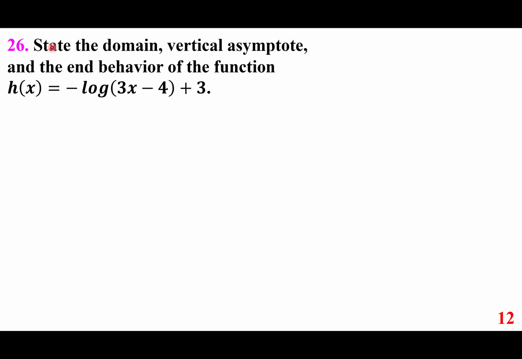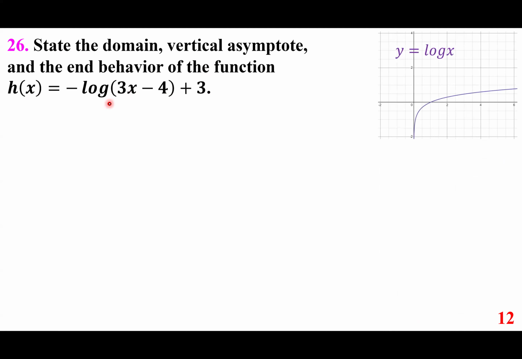Now, state the domain, vertical asymptote, and the end behavior of this function, h of x equals minus log of 3x minus 4, plus 3. And again, we start with the basic function, namely log. So y equals log x, looking like that. Again, it doesn't have to be necessarily to scale. As I mentioned, y equals log x with any base larger than 1 simply looks like that, with the x-intercept at 1, 0, domain from 0 to infinity, ranges all real numbers, vertical asymptote is the y-axis or x equal to 0. So that's the basic one we start.